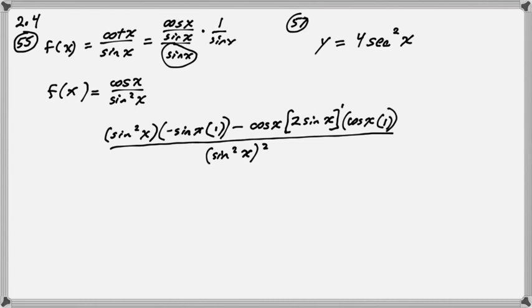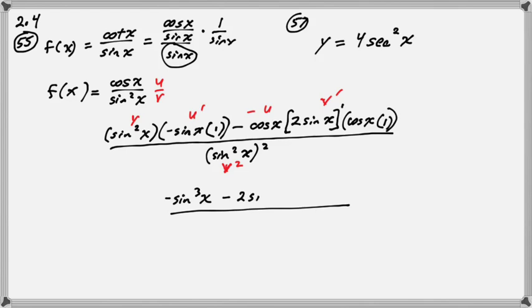What I did was I did a quotient rule. U over V. This is V, this is U prime, minus U, this all is V prime, all over V squared. So I'm basically doing the quotient rule. So what does this give me? Negative sine to the third, I believe, because sine times sine squared would be sine to the third, minus 2 sine x cosine squared x, it looks like, cosine times cosine, and this is all now over sine to the fourth.